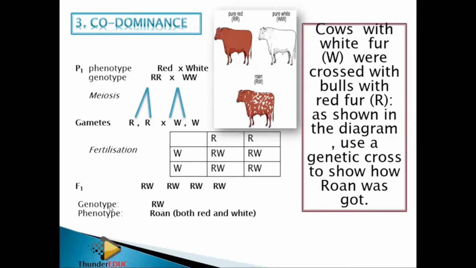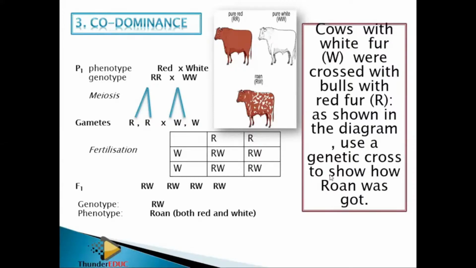So we are saying that the genotype is this. Why? All of them are like this: capital R, capital W, capital R, capital W, all of them. So it means that this is not red, it's not white. What is it? It's a mixture of red and white, which we call roan. That's the meaning. And this is how they wanted you to do that question.